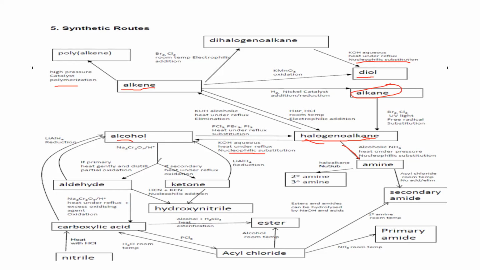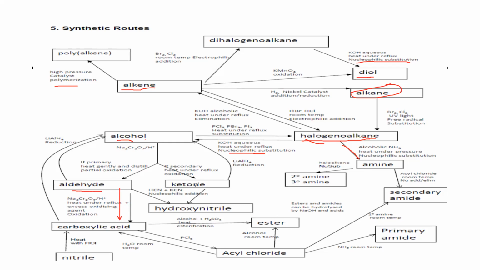If you have alcohol and use an oxidizing agent, alcohol oxidizes to carboxylic acid. If it's primary, first to aldehyde and then aldehyde oxidized to carboxylic acid. If it is secondary, it will directly oxidize to ketone. If it is tertiary, it will not oxidize. If aldehyde is there, further oxidation will give carboxylic acid. Carboxylic acid, if you react with PCl5, it will form acyl chloride, or if you react with alcohol, it will form ester. Or acyl chloride, you react with alcohol, that will also form ester.